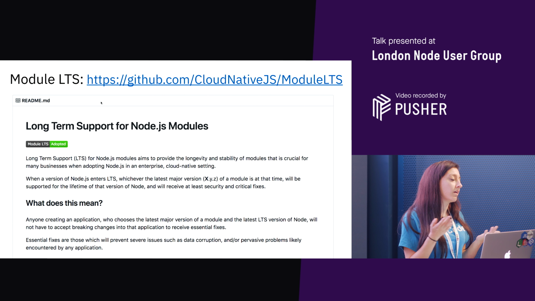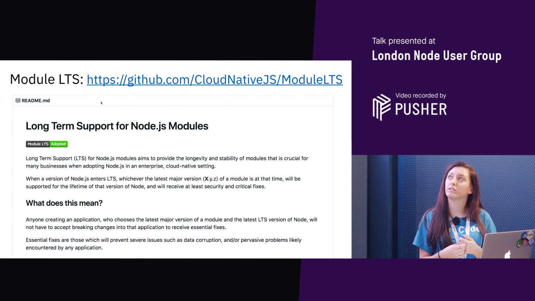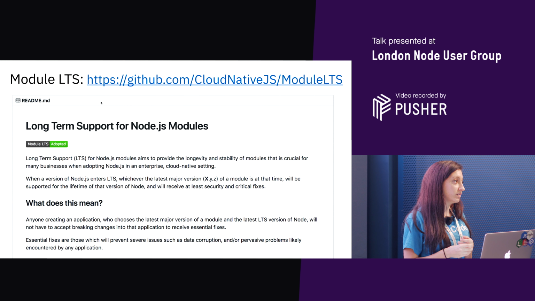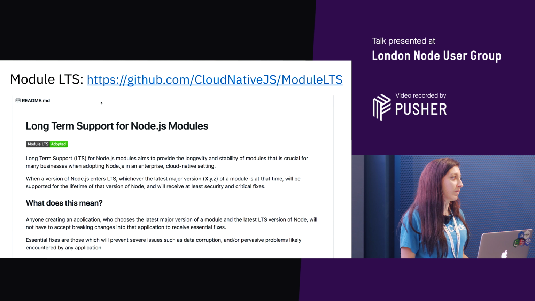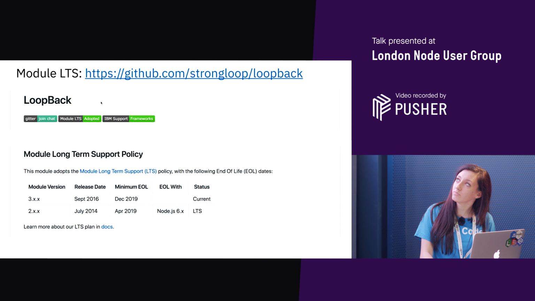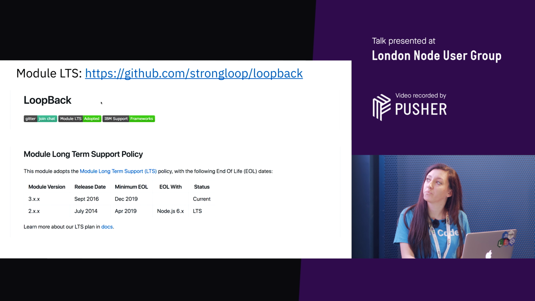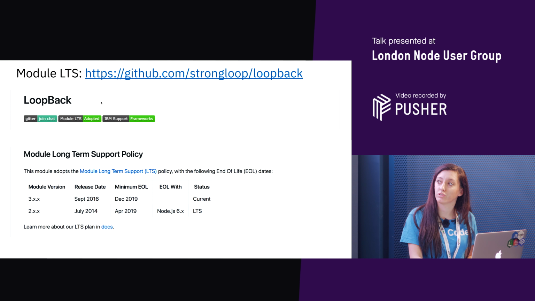So a lot of modules have started to sign up to these. Hapi has their own one and things like that. It's just a way of making sure that the module you're using will continue, and you're not going to be broken by them updating whenever. Loopback's another example. So they've agreed to support the 2.x release line for the lifetime of Node 6.